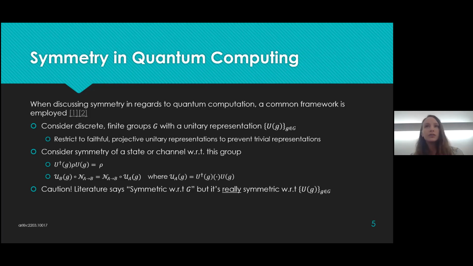Well, there are two quantities that you would really care about. There's symmetry with respect to a state and symmetry with respect to a quantum channel.